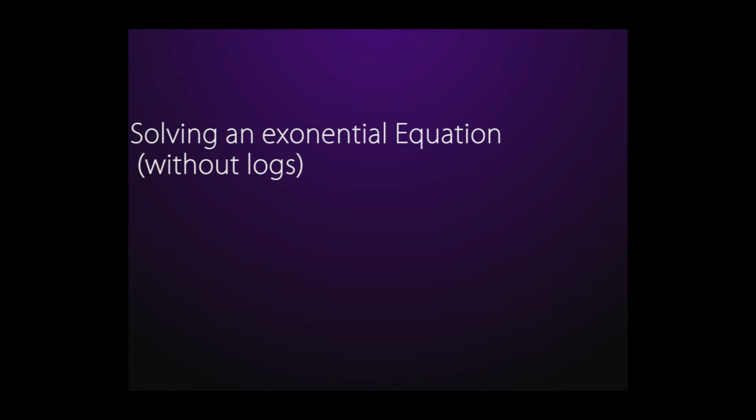Our next problem without logs is 64 to the power of 2x divided by 16 to the power of (2x + 3) equals 1. To begin, we change 64 and 16 to become the same base. This changes them to 2 to the power of 6 and 2 to the power of 4 respectively.